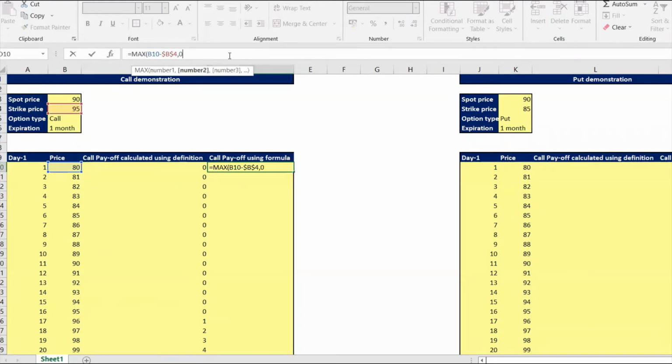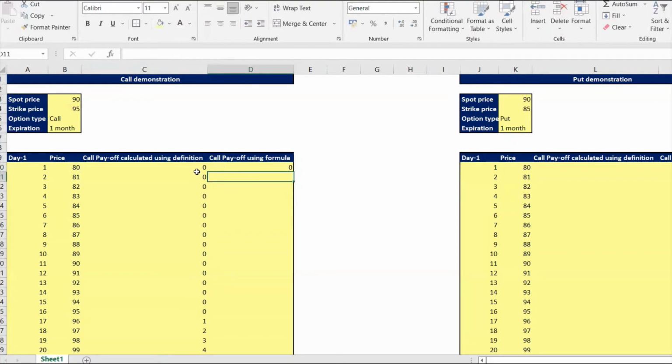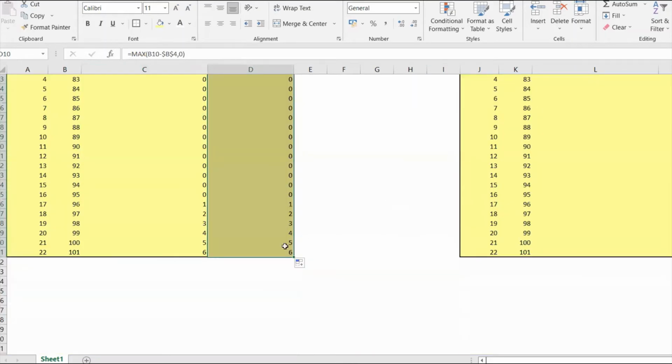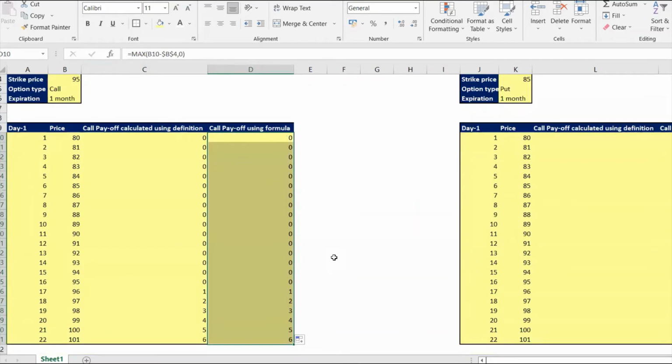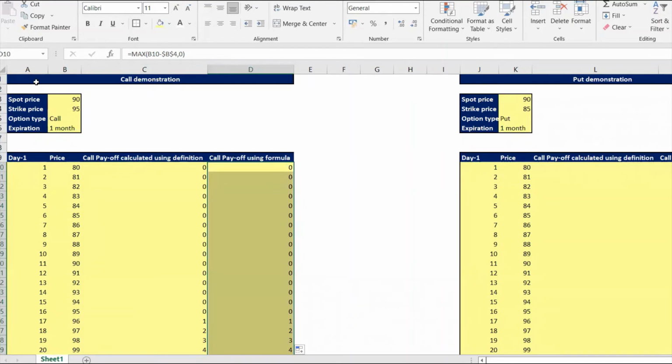So if this value is negative, like in this case 80 minus 95 was negative, it will give 0. Likewise, you got a 0. This we got using the definition, and we are trying to mimic it using the formula. If you see, it will match. Similarly, this was about the call option, where you get a right to buy.